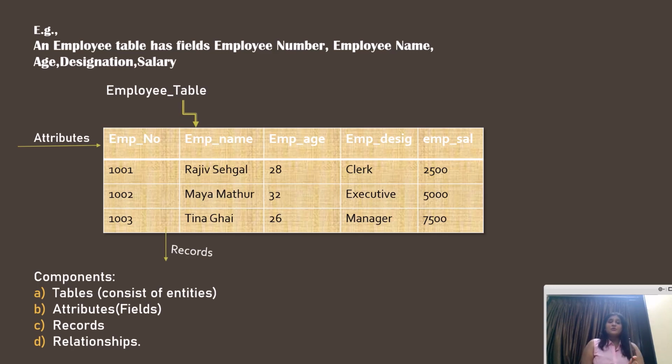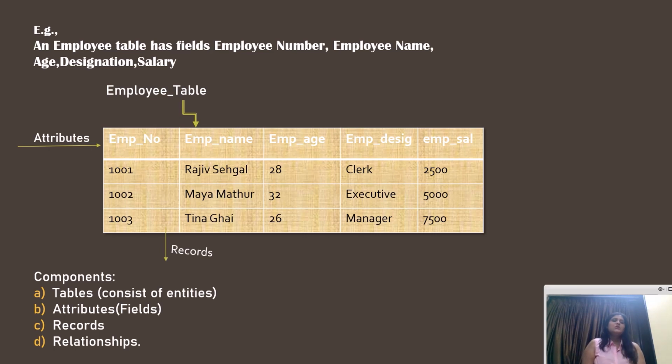And the attributes, those are the fields: employee number, employee name, employee age, employee designation, employee salary. Now, the third one is the records. What are records? The records are the data entries. We have seen the data entry: how many employees there are and their employee number, their name, their age, their designation and their salary. That is the records.